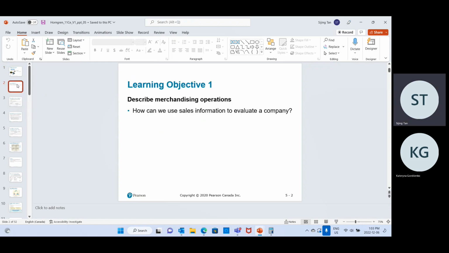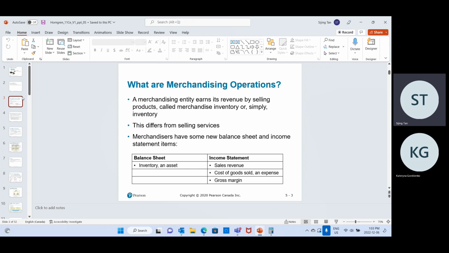Now, first, we're going to talk about how we can use sales information to evaluate a company. There are some key terms we need to introduce. First of all, products sold, we call it inventory. Revenues from the sale of the product, we call it sales revenue. We just call it sales, right? There's another term, cost of goods sold or cost of sales. It's the major expense of a merchandising company.